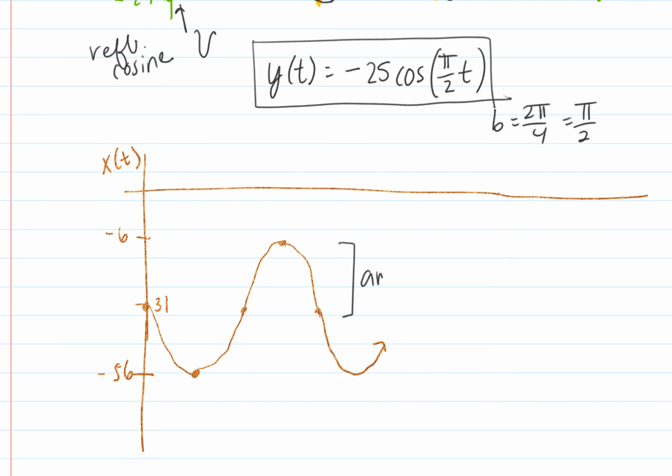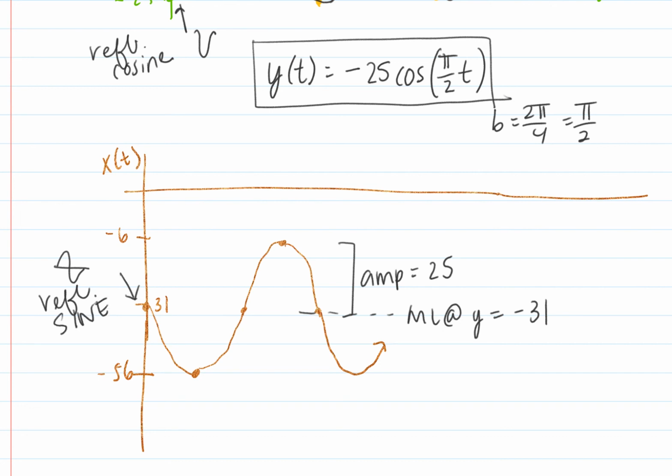So in this case, our amplitude would be 25 feet. That makes sense because that's the radius of the track. This time our midline is at y equals negative 31. We can see that this looks like a sine function, except that it's been reflected, since it's going towards a minimum before it goes towards a maximum.